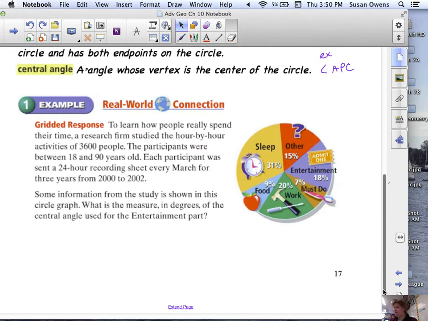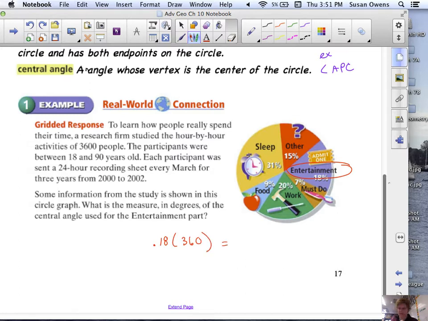So the example here to learn about how people spend their time: researchers studied the hour-by-hour activities of 3,600 people, and they were between 18 and 90 years old. Some of the information from the study was shown in the circle graph. What's the measure in degrees of the central angle used for the entertainment? If I take a look at entertainment, it says 18%. So I have 18% of a whole circle, and a whole circle is 360. So I can do 18%, or 0.18, of 360, and that can give me my angle measure.